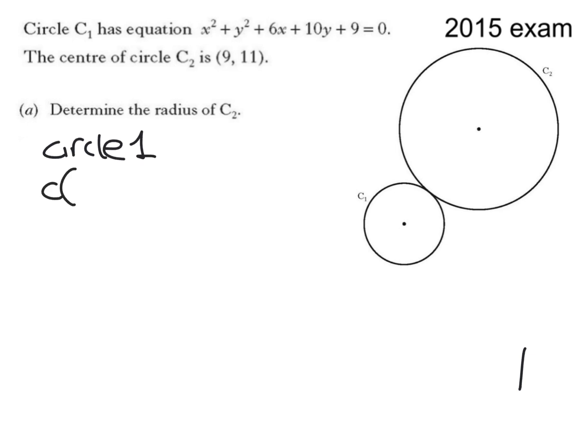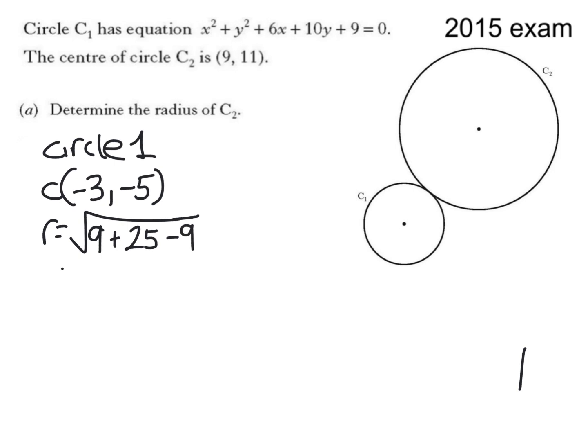Our centre is half of 6 changes sign is minus 3. Half of 10 changes sign is minus 5. Its radius will be 3 squared is 9 plus 5 squared is 25. And then it'll be minus c, so minus 9, which just takes us back to 25. So its radius is 5. So let's get some info on the picture. So this little radius is 5. And the coordinate of centre 1 is minus 3, minus 5. The centre of this circle is 9, 11. And we have to figure out its radius.